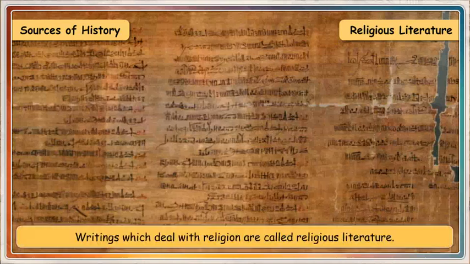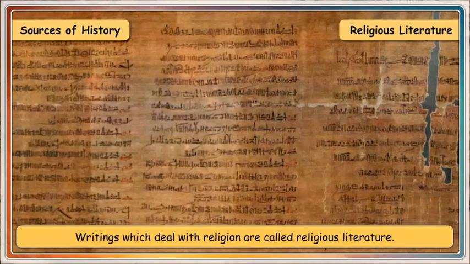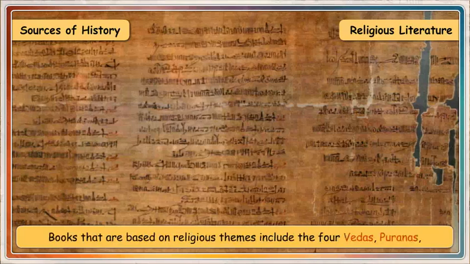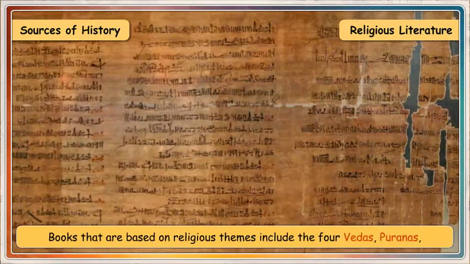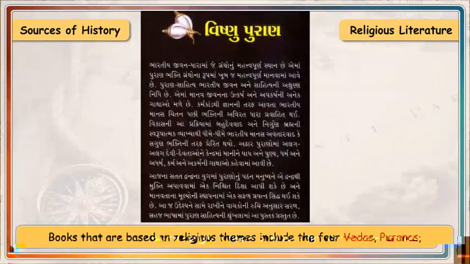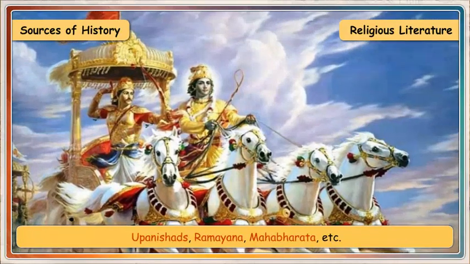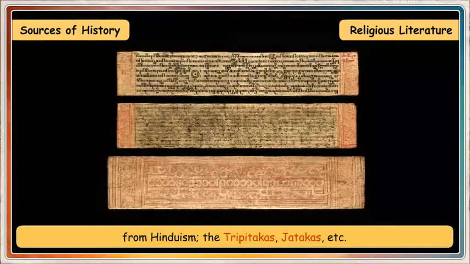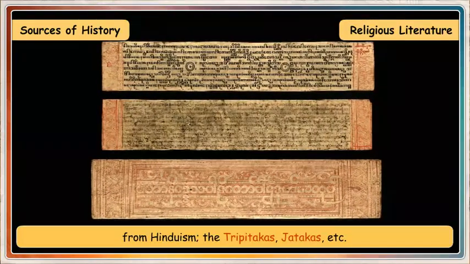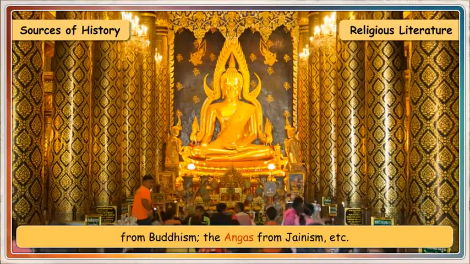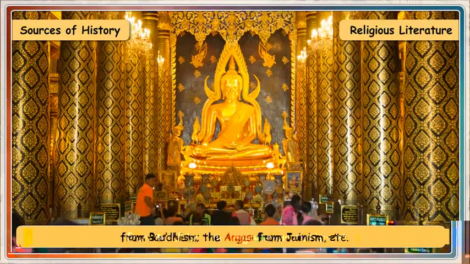Religious literature. Writings which deal with religion are called religious literature. Books that are based on religious themes include the four Vedas, Puranas, Upanishads, Ramayana, Mahabharata, etc. from Hinduism, the Tripitakas, Jatakas, etc. from Buddhism, the Angas from Jainism, etc.